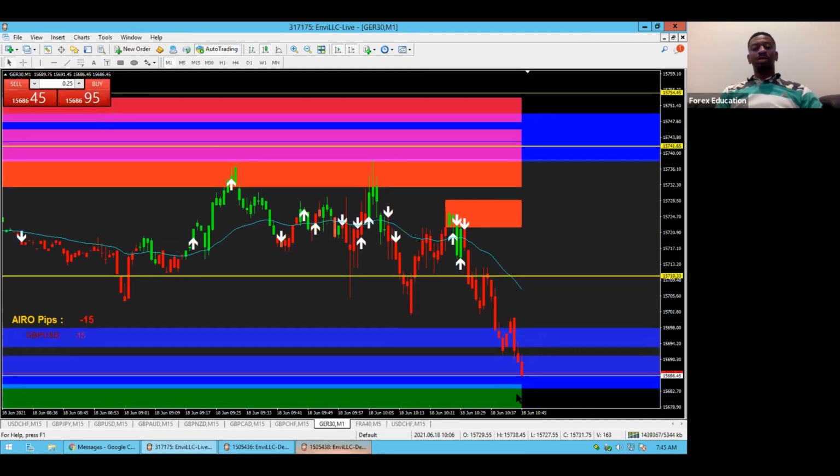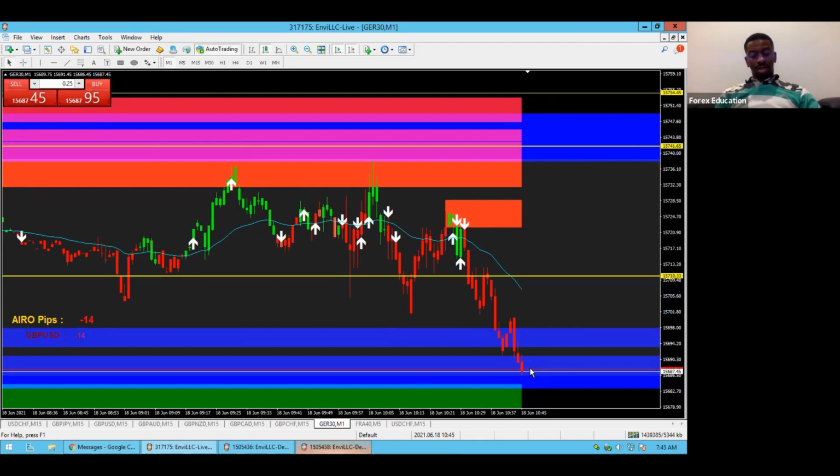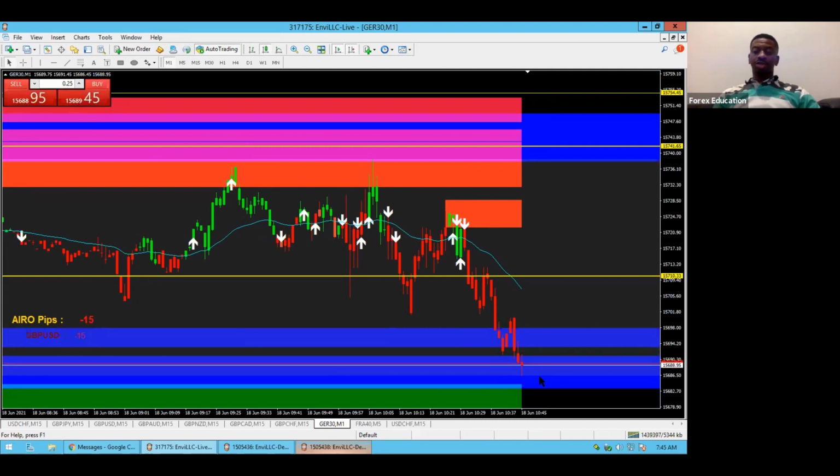See it come down here, touch this AIRO zone, this support zone. It will give us a nice candlestick formation rejection from the inside of this order block here. There's a doji. Don't let me see a bullish engulfing after that doji. It's on.